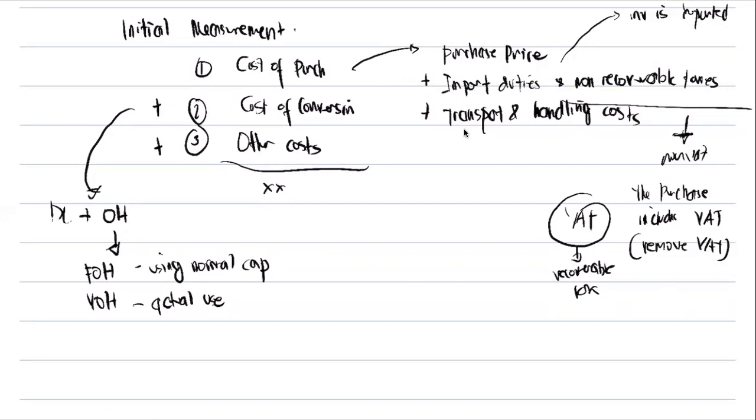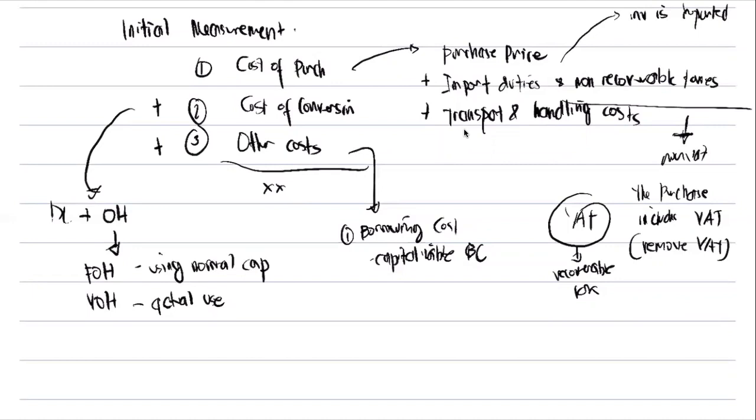Next, you have your other costs. So what are these other costs? First is your borrowing costs, which can be capitalized. So capitalizable borrowing costs. So only those capitalizable borrowing costs should be included.